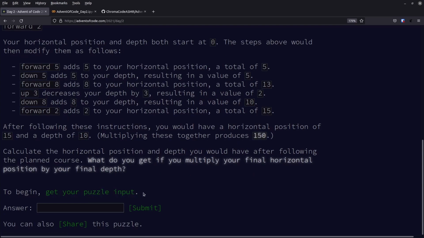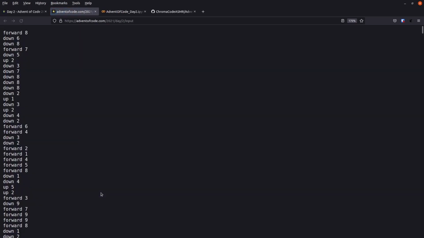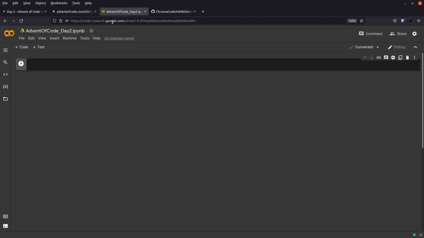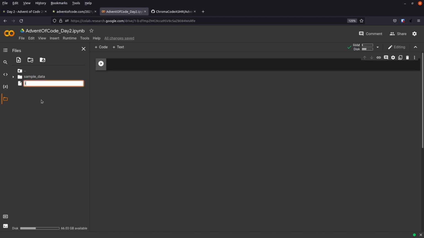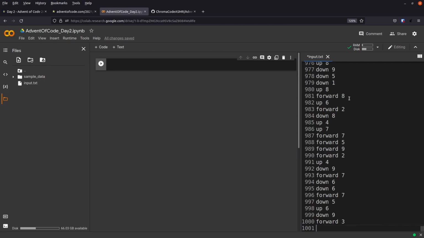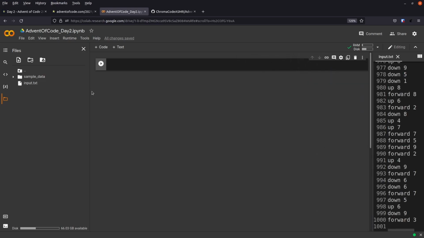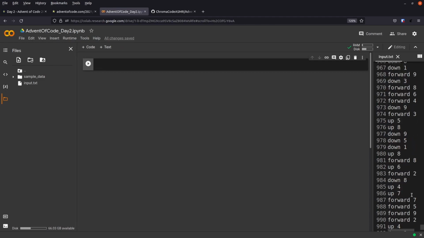And then we can get a puzzle input. Alright, so let's get the input and copy, and now on our Colab instance we can create a new file, input.txt, and save all of this. Okay, let's keep the file on the site.